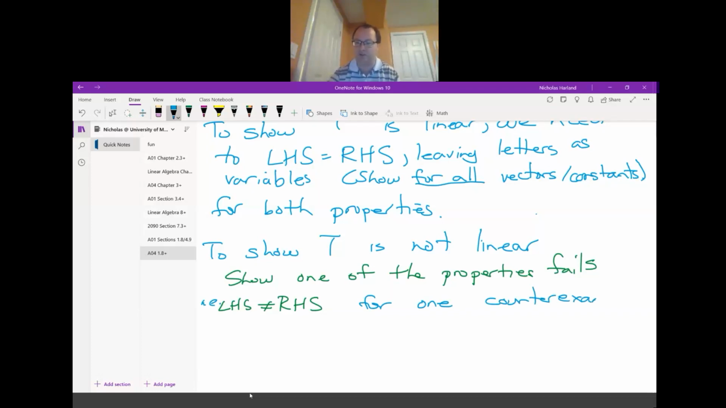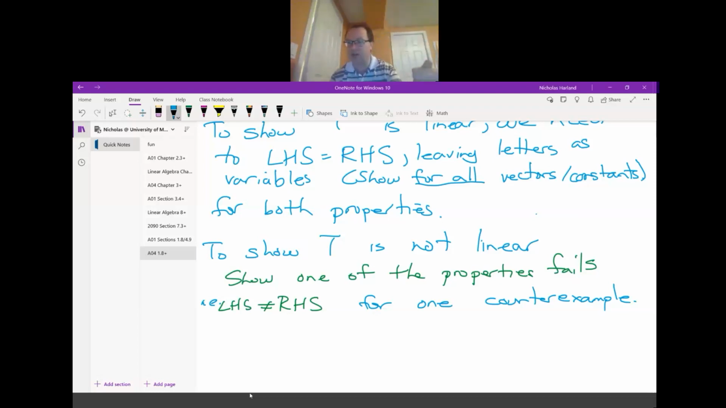For one counterexample. So to show it's true, it's an involved process. We need to show both properties are true. We have to keep it general. We have to use the letters. We have to show it's always going to be true. To show it's not linear, we have to come up with one thing that doesn't work. We need to come up with one example of a vector or vectors where the left-hand side is not equal to the right-hand side for one of the properties, and that's it.